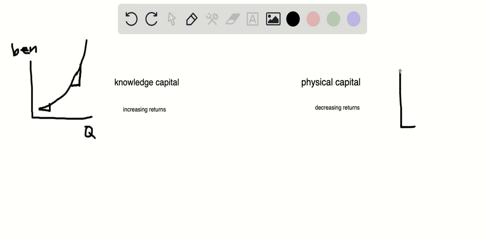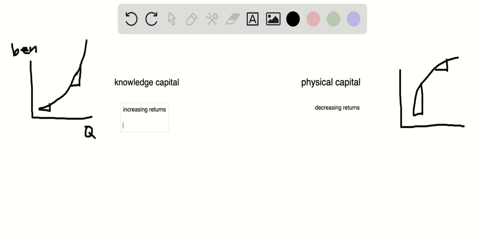On the other side, decreasing returns, if we have benefit on the y and quantity on the x, looks like this. Right, so in the beginning, with this much capital, we got a whole lot of benefit. But now with the same amount of capital, we're not getting nearly as much benefit, right? So when we talk about why, it's important to know the difference between these two types of capital, right? So knowledge capital is like inventions, patents, discoveries, basically just adding to our know-how, right?